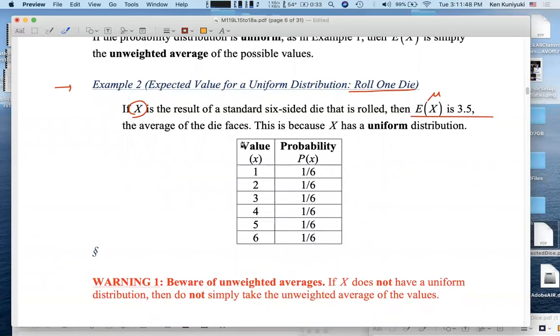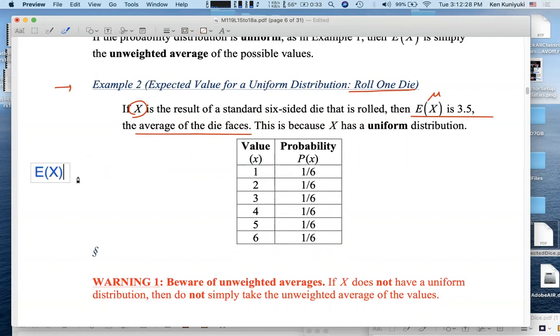Now, first off, this is the probability distribution table for X. It should look familiar. These are the 6 possible values of X, the integers from 1 to 6, and each of the probabilities is 1/6. The probabilities are all equal. This is called a uniform distribution. Now, because the distribution is uniform, because the probabilities here are all equal, actually E of X is just the straight up average of the die faces. So the naive approach does work.